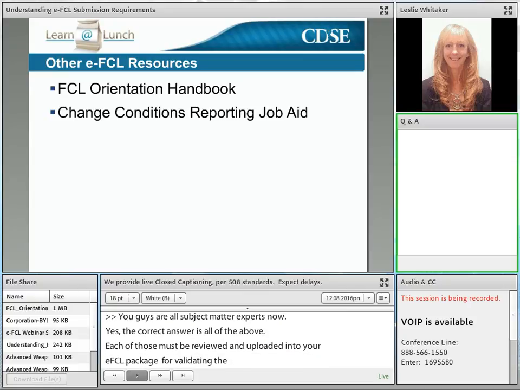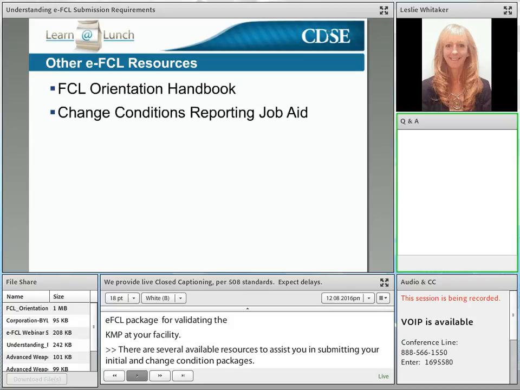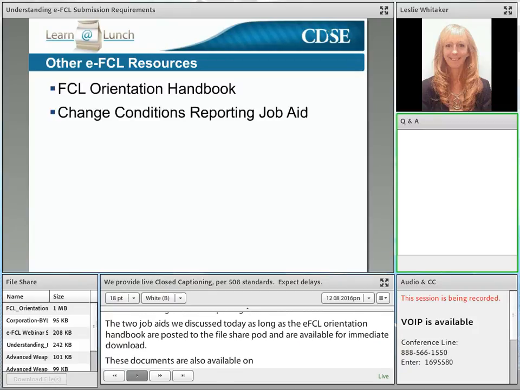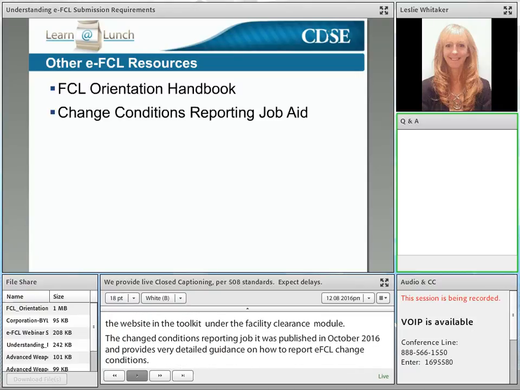These documents are also available on the dss.mil website in the FSO Toolkit under the Facility Clearance module. The Change Conditions Reporting job aid was published in October of 2016 and provides very detailed guidance on how to report eFCL change conditions. It also includes 2 sample KMP lists, one for corporations and one for LLCs. It's an excellent resource, and I highly recommend that you review it prior to submitting your eFCL packages to DSS.